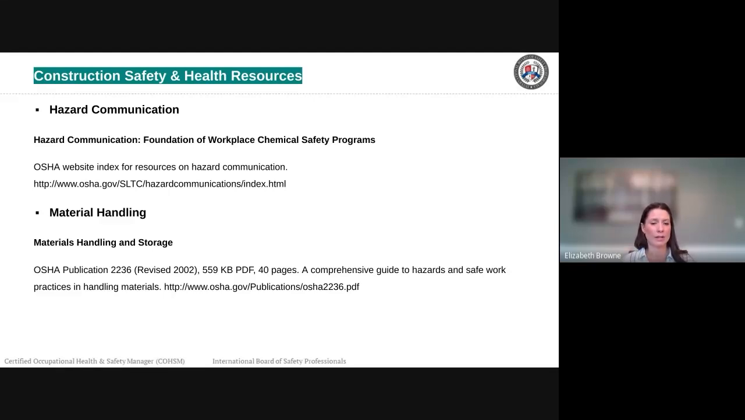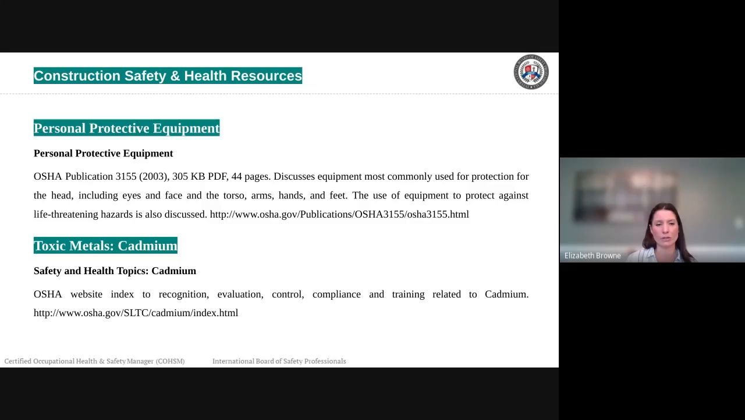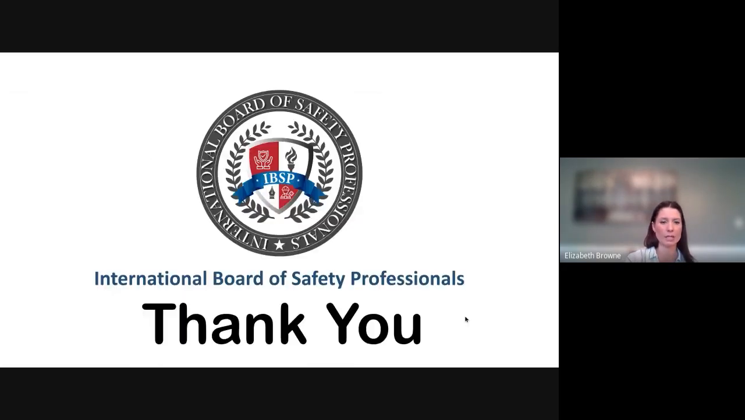Another website index is available for resources on hazard communication on the OSHA website. There's a publication on materials handling and storage that gives you a comprehensive look at hazards and safe work practices for material handling. Another publication on personal protective equipment discusses all the personal protective equipment we looked at today, but can give an even more in-depth look at the different protections for the head, eyes, face, torso, arms, hands, and feet, and gives us equipment to protect against life-threatening hazards. There are other safety and health topics related to health hazards like toxic metals such as cadmium that give you great insights into the recognition, evaluation, control, and ways to be in compliance with work sites that handle and have workers interact with cadmium.